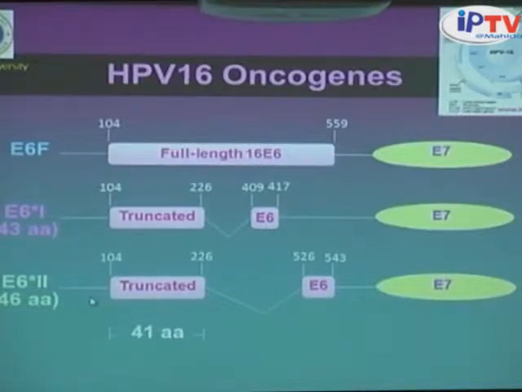So when you normally say E6, it refers to both the full-length form and the truncated forms altogether, for E6 of type 16.